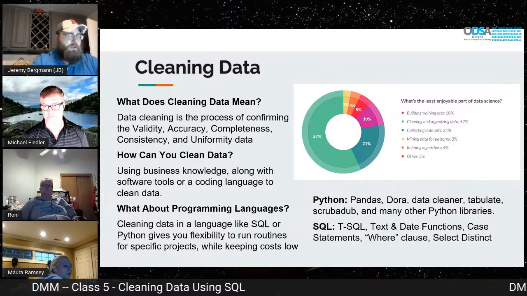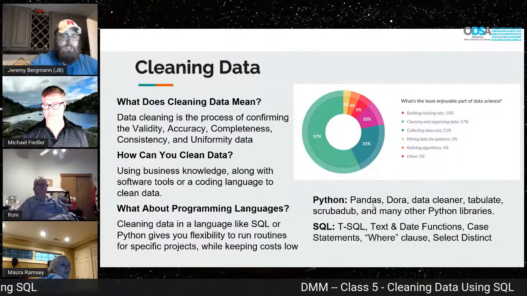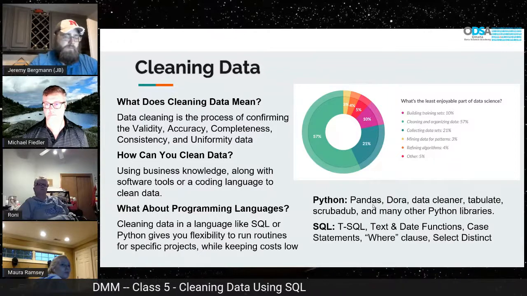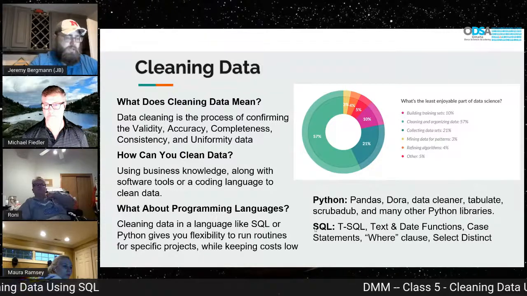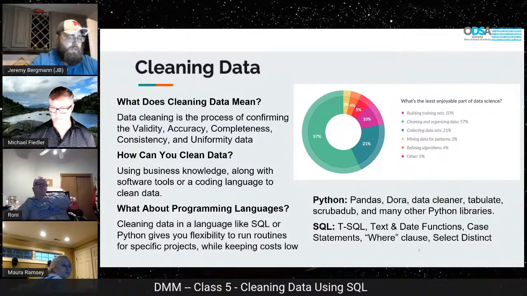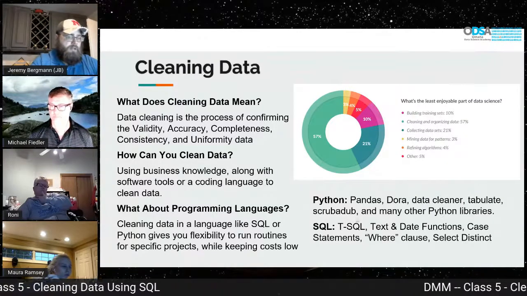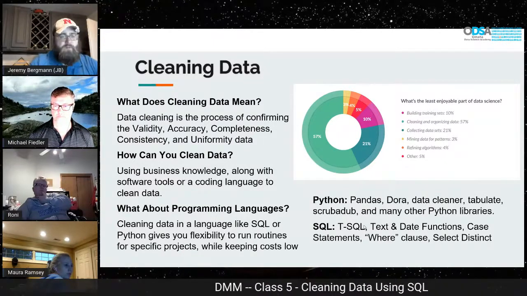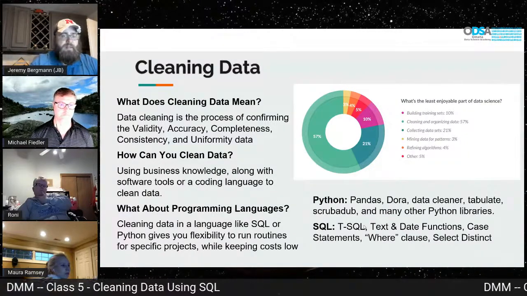So in Python, there are a number of libraries that can do this. Pandas is really popular just because of the flexibility. It's tabular, and you can apply a lot of functions to it. And then there are libraries for data quality or just cleaning it up. And then in SQL, you can use text functions, case statements, where clauses, select distinct. We'll see these today. And T-SQL is related to stored procedures, so we'll cover that also in the last class. It'll be part of the more advanced database functionality.